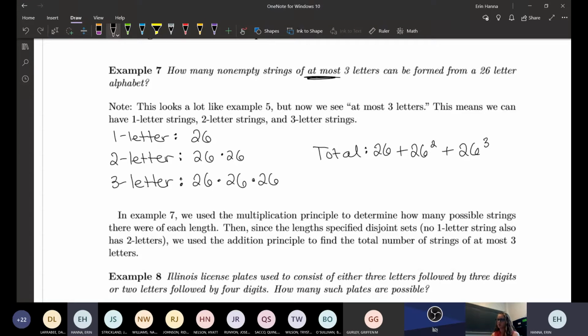We had to use the multiplication principle to get our disjoint options, and then since they were disjoint, we could just add them together. So if we want to know how many non-empty strings of at most 3 letters there are for a 26-letter alphabet, it's 18,278. That sounds really low. I'm going to trust and believe, but let me double check. Yeah, no, it's just not as many as I thought there were. I thought it was going to get much larger than that. No, that's right.